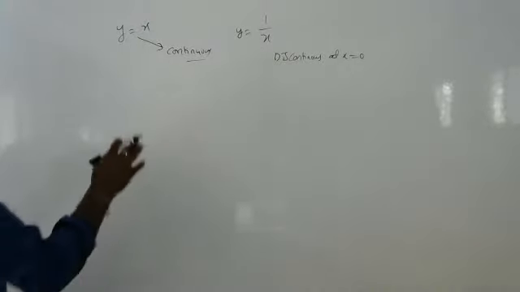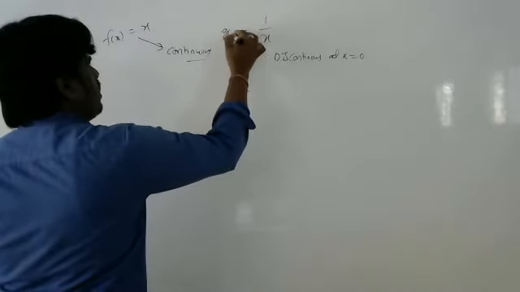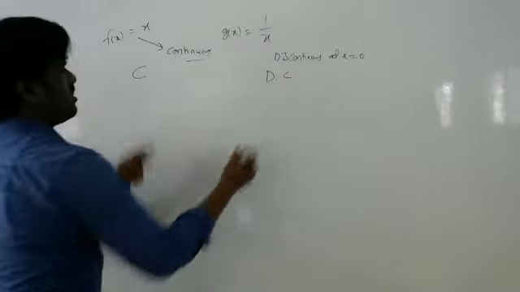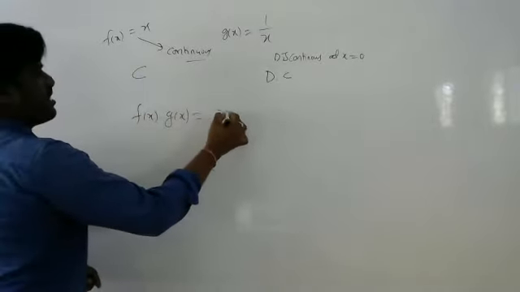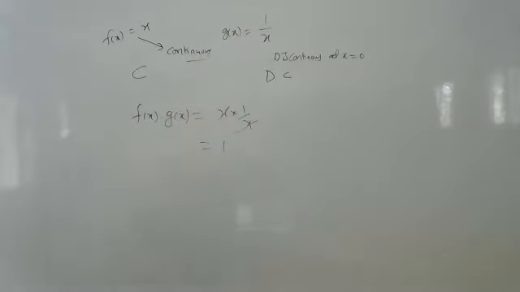Now tell me the product of these both. If this is f of x and this is g of x, this is continuous and this is discontinuous. Now if I do f of x into g of x, what do I get here? x into 1 by x, cancel, and I get 1. So y is equal to 1, a line. It is a continuous function. Is it right? It is continuous or not? Tell me.